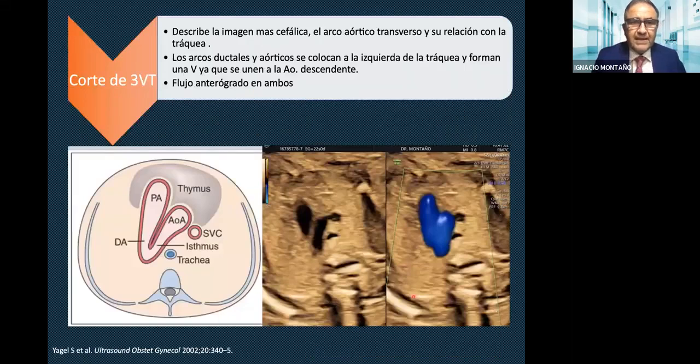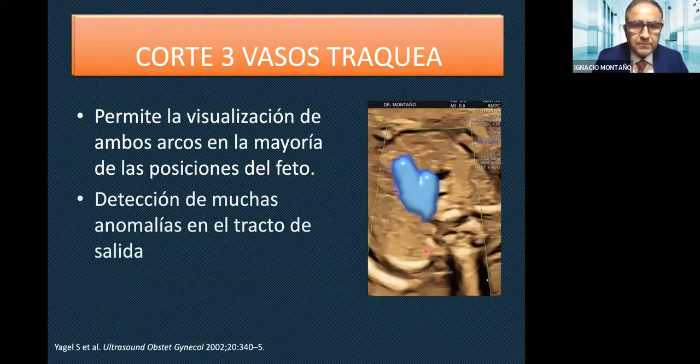The three-vessel trachea view describes the most cephalic image, where we will evaluate from left to right the ductal arch, the transverse aortic arch, the vena cava, and the trachea. The trachea is located to the right of the ductal arch and the transverse aortic arch, and the trachea will be seen with a hyperechoic ring that is surrounded by an anechoic halo, which is an echo-negative image, which is fluid when the fetus is in inspiration. Under normal conditions, there must be anterograde flow in both arches, flow of the same color.